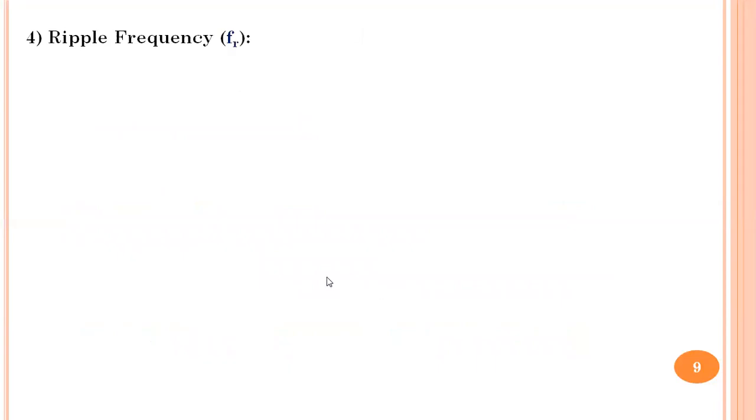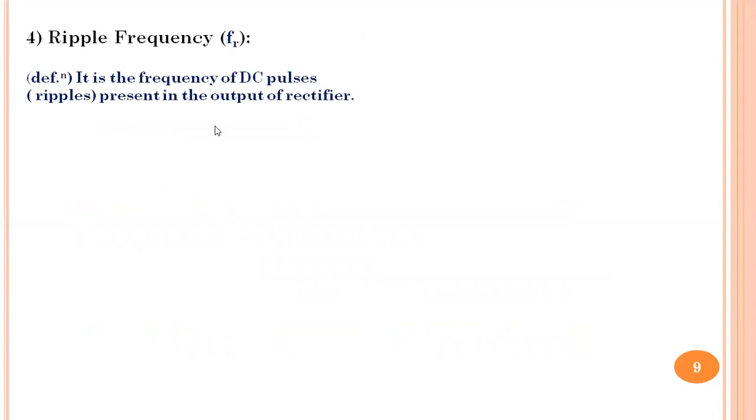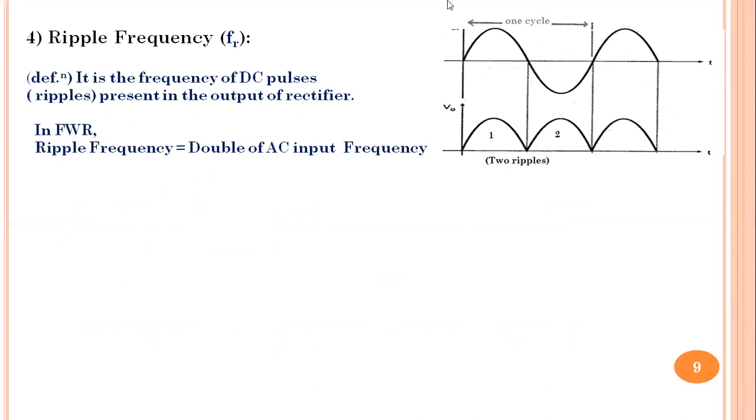Come to the next one, ripple frequency. Definition remains the same. Frequency of ripples, meaning DC pulses present in the output of the rectifier, is known as ripple frequency. In case of full wave rectifier, if you observe the waveforms, for one cycle of input, we have got two ripples, because the negative cycle gets inverted into the positive one. Thus, this is the first ripple, this is the second ripple. So in one cycle, there are two ripples. So the frequency of ripple is double the frequency of AC input.